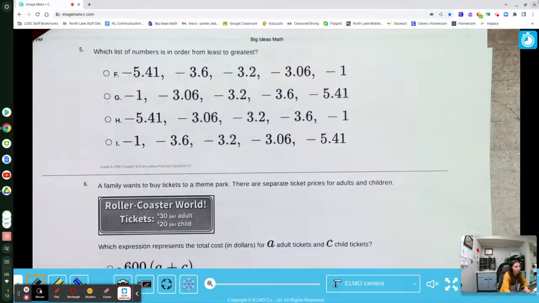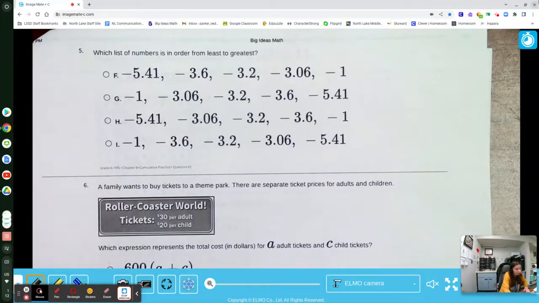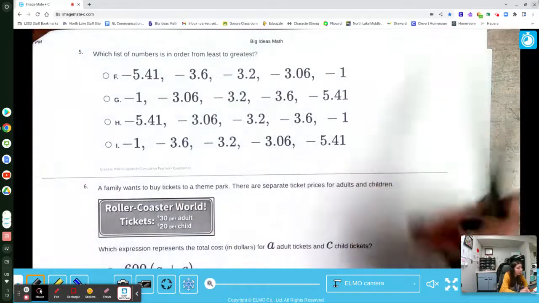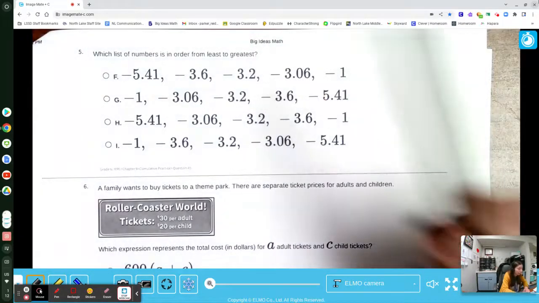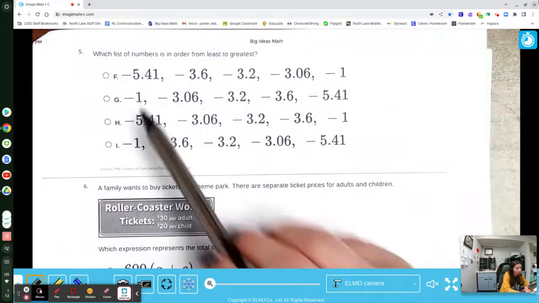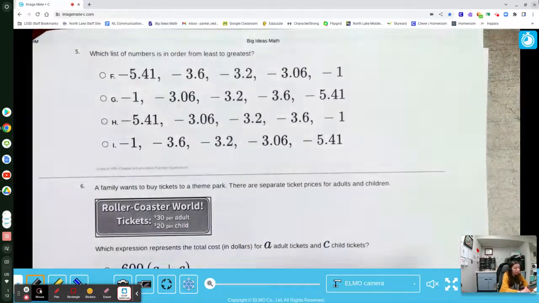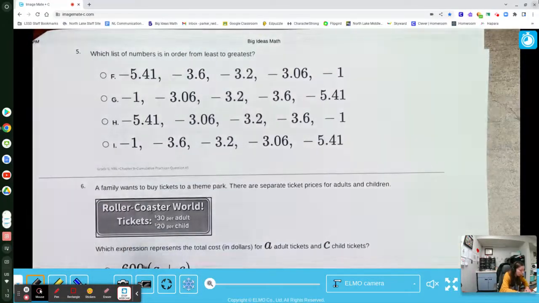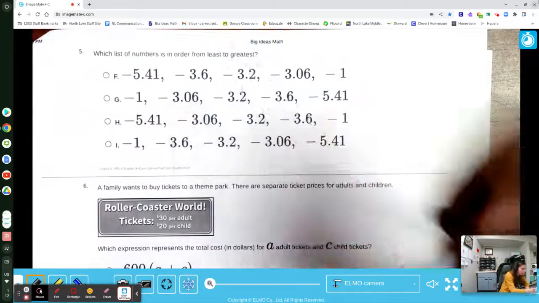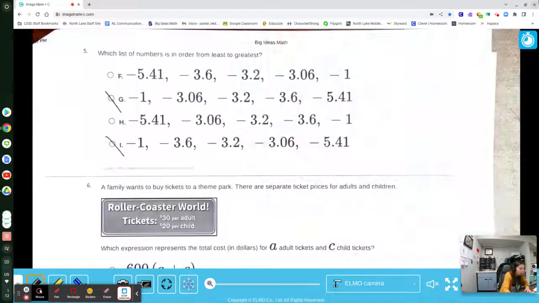Number 5, which list of numbers is in order from least to greatest? So we have all negative numbers. Remember, in the negative world, whatever is further away from 0 is less. Further away from 0 is less. So it's like the opposite of positives. Like if I made these all positive, I would think about putting it in the opposite order from that. So -1 is definitely not the least. That is way closer to 0 than all the rest. So I know it's neither G nor I.